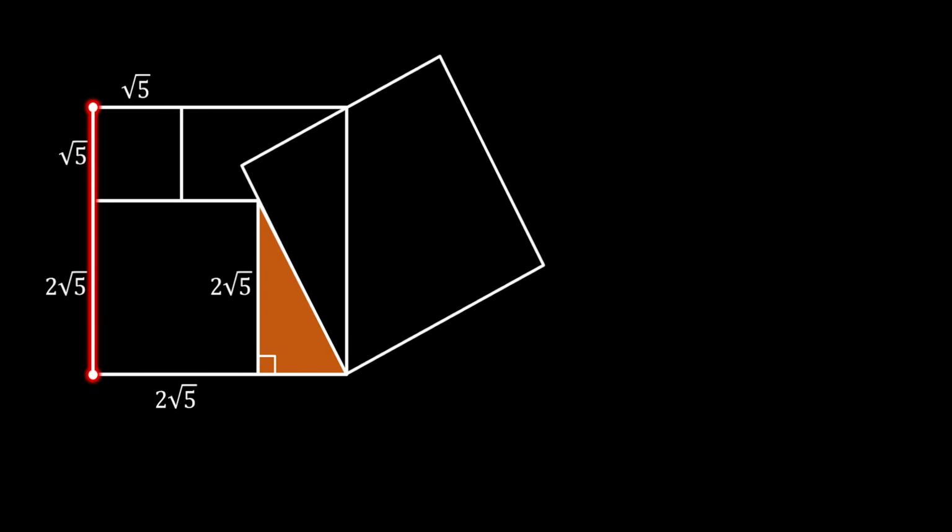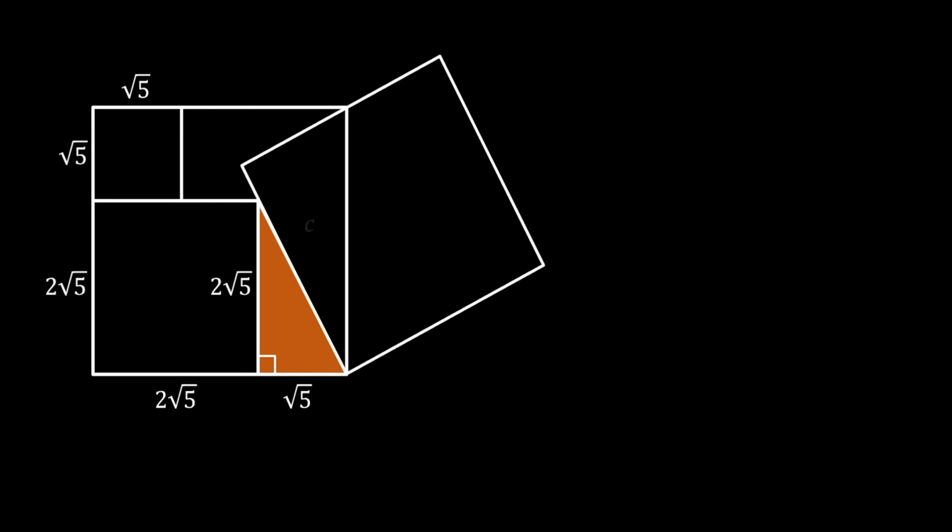And now if we take a look at the side of our biggest square, we can see that it consists of 2 segments with the lengths of 2 square root of 5 and square root of 5. So if we take a look at the bottom side of this square, you can see that we already have the length of 2 root 5, which means that the remaining length must be square root of 5. But this length also represents the base of our orange triangle.